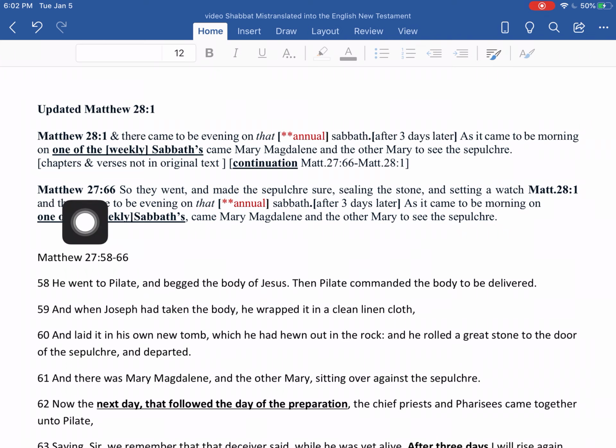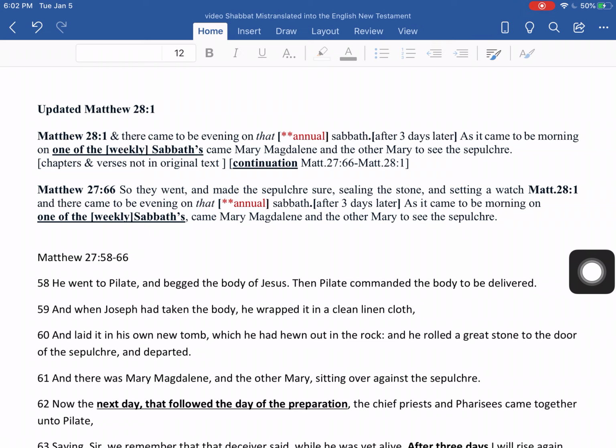Okay, now I'm going to start with 66 and move through. So they went and made the sepulchre sure, sealing the stone and setting a watch. And there came to be evening on that annual Sabbath, period, after 3 days later, as it came to be morning on one of the weekly Sabbaths, came Mary Magdalene and the other Mary to see the sepulchre. All right, there you go.